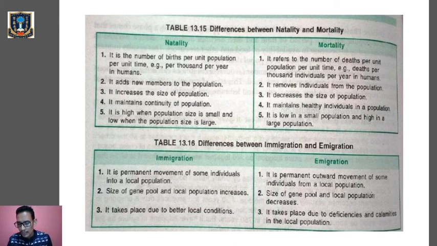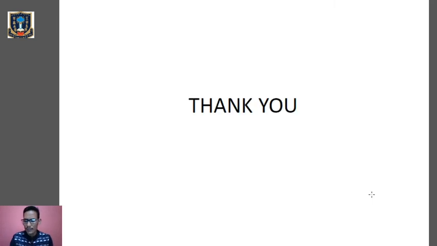So here we have finished the definition of ecology, the definition of environment, habitat, niche, and we have learned about the population and the population attributes. Clear? So this much for today's class.